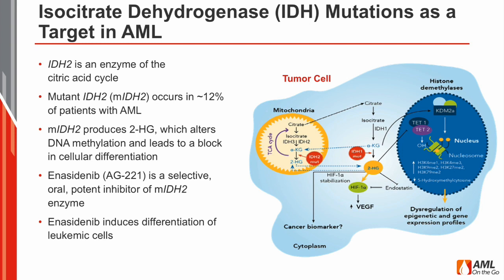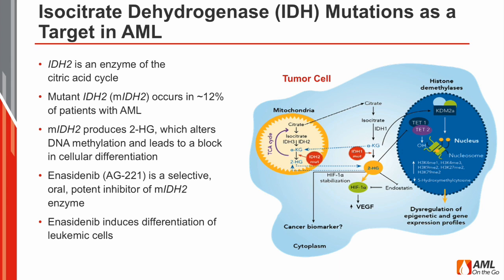Mutant IDH2 occurs in approximately 12% of patients with AML and produces an oncometabolite called 2-HG, which alters DNA methylation and leads to a block in cellular differentiation. Enasidenib, also known as AG221, is a selective, oral, and potent inhibitor of the mutant IDH2 enzyme.